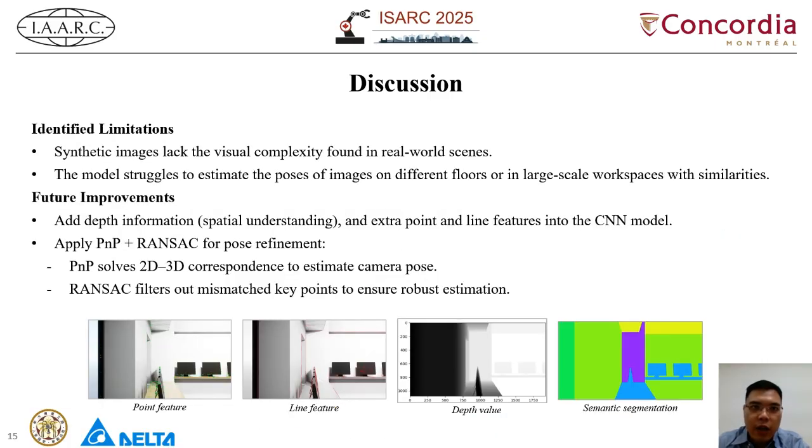After all, we have identified two major limitations. First is the lack of visual complexity in synthetic images. Secondly, our model currently cannot distinguish between images at different floors or in large-scale workspaces with similarity. In order to improve the model, in future we will add depth information for spatial understanding and extra point and line features into the CNN model. We will also apply PnP and RANSAC for pose estimation.